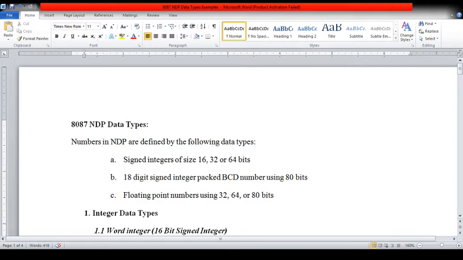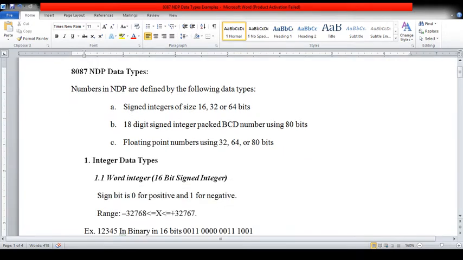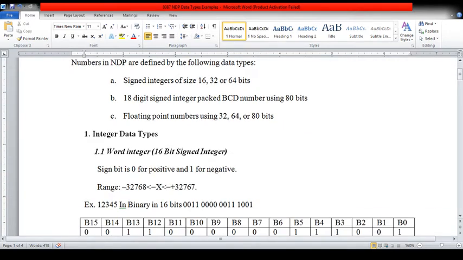And in these types there are again three subtypes. In case of integer, there are 16-bit, 32-bit and 64-bit formats. Packed BCD has only one single version. And in case of floating point numbers, there are three variations with 32-bit, 64-bit and 80-bit formats. So let us see each of these formats in detail, along with examples of how to represent a number in these formats. First format, integer data types.